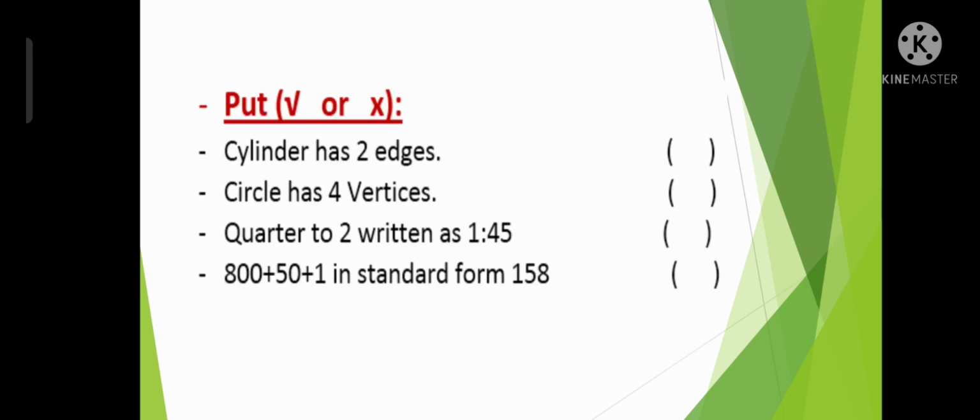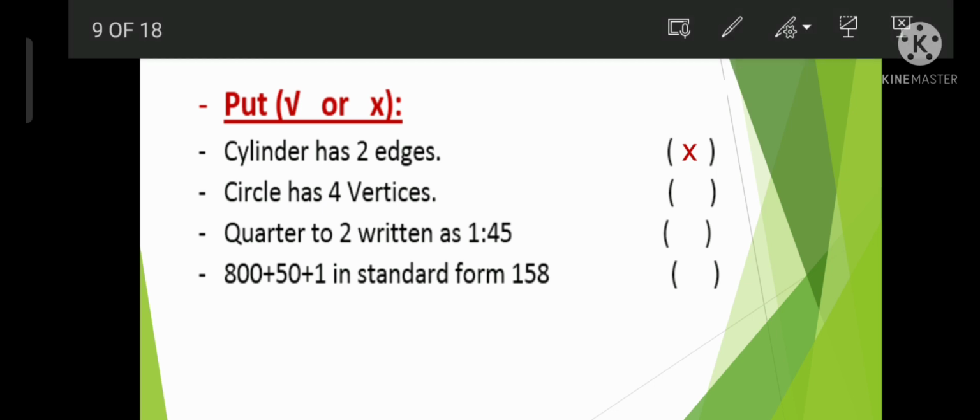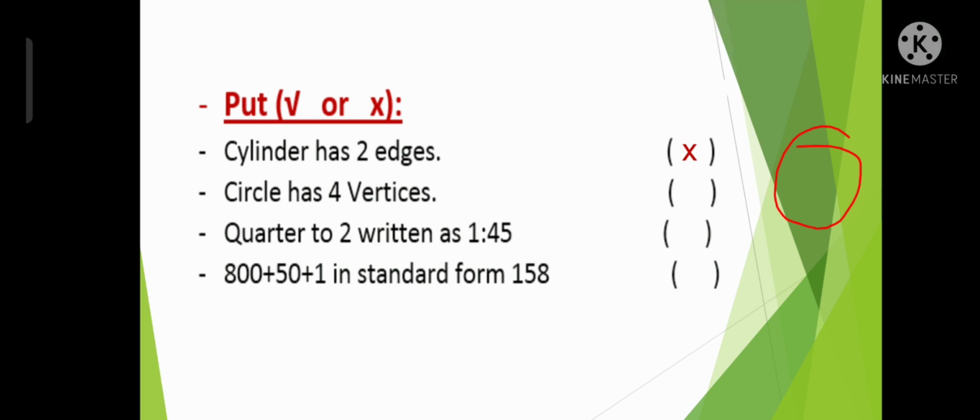Put true or false. Cylinder has 2 edges. No, cylinder has no edges and no vertices. Cylinder has only 2 flat faces. Circle has 4 vertices. No, the circle has no vertices. Quarter to 2 written as 1:45. This is right, okay?